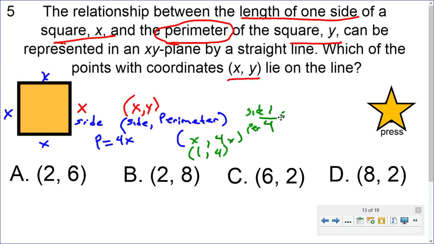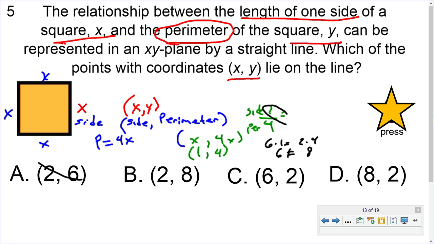So let's see, I could try 2, 6, and I would cross multiply to see if that's the case. 1 times 6 would be 6. 2 times 4 would be 8. And 6 does not equal 8. So that's not it. Scratch that. Let's try again.